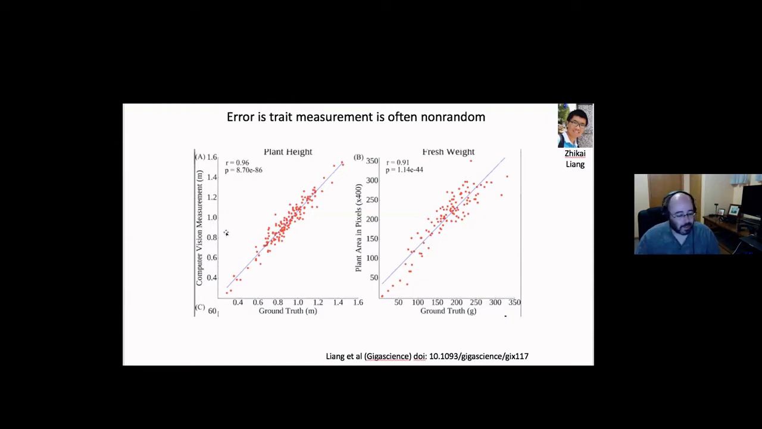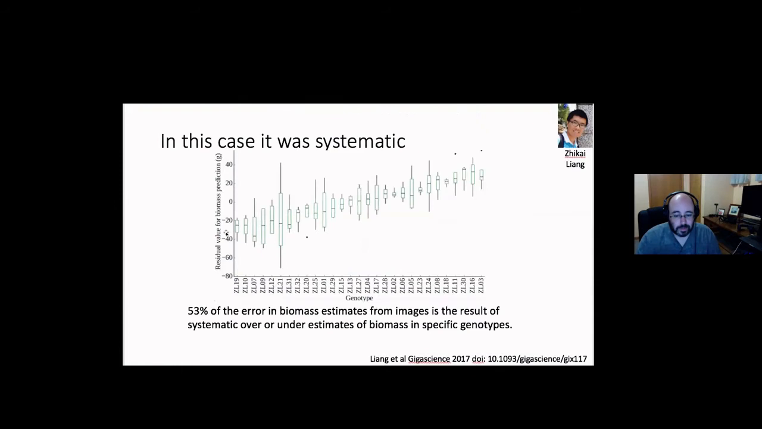We could collect lots of measurements and we would be able to accurately estimate the biomass of different individuals and also estimate the biomass of different genotypes and look at genes controlling biomass accumulation. The question Jikai asked, though, which was a very good one, is this error really random? And it turns out that it is not. It was systematic. So more than 50% of the total error with respect to biomass estimation is explained by genotype. So some varieties had their biomass systematically underestimated and others had it systematically overestimated.